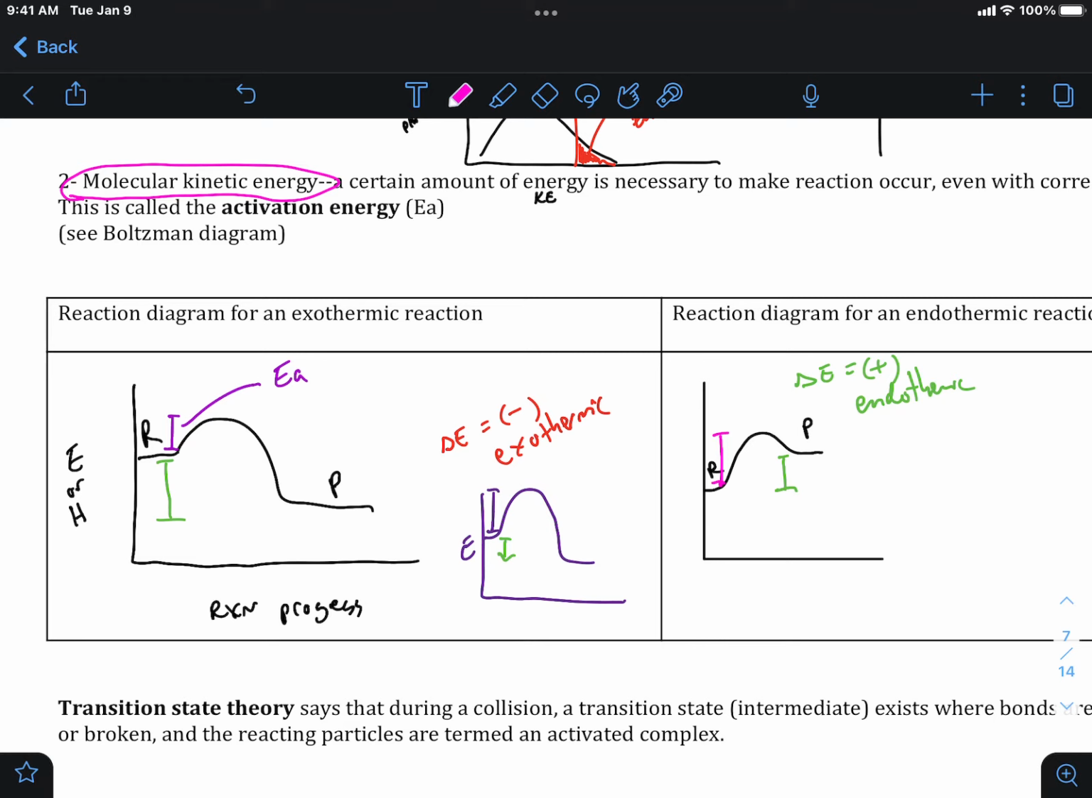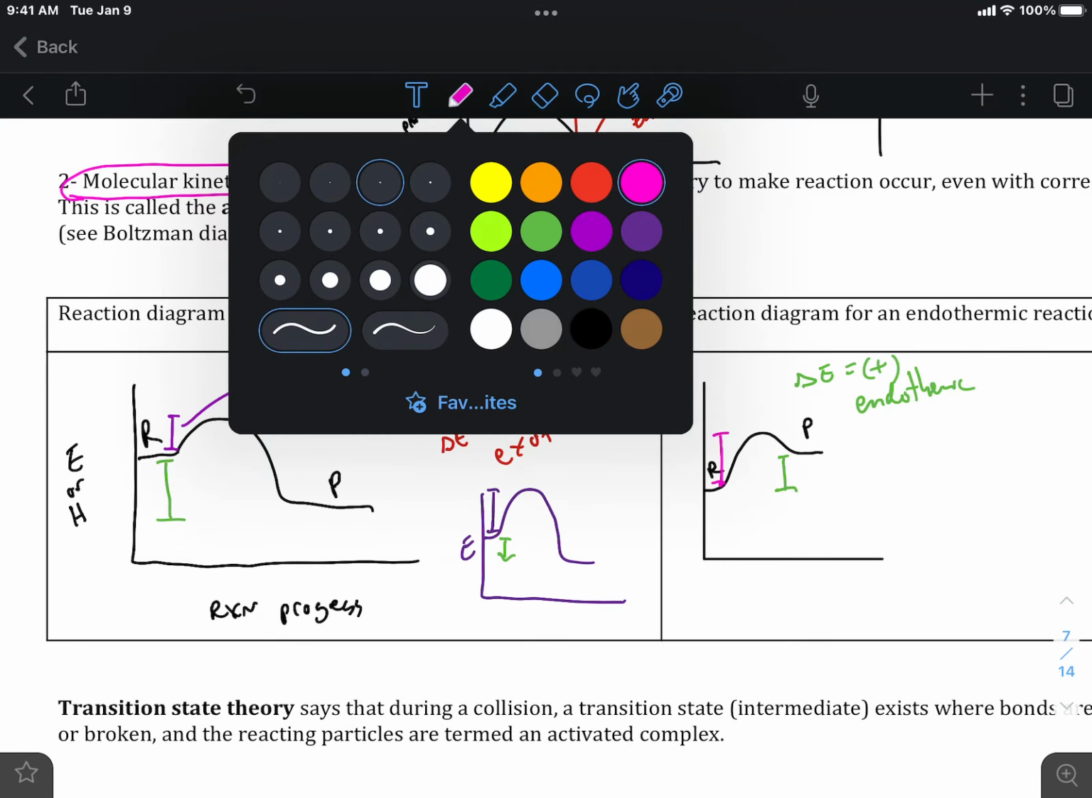All right, so be able to interpret these energy profiles for either an endothermic reaction or an exothermic reaction. Be able to label the parts, understand where the activation energy is, how to determine it, and how to determine the delta H or delta E, whichever term they're using. Okay?